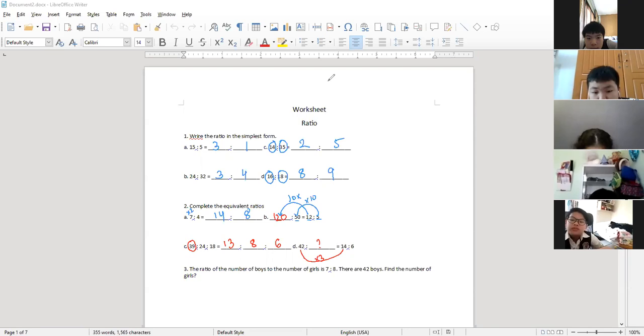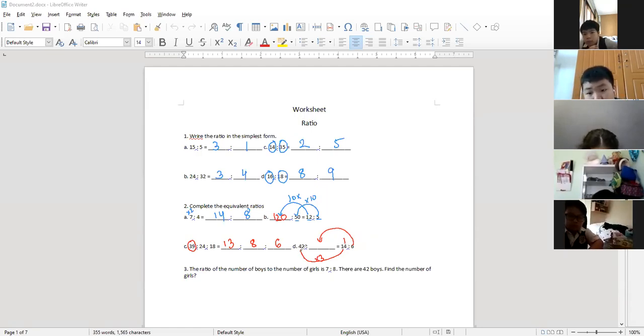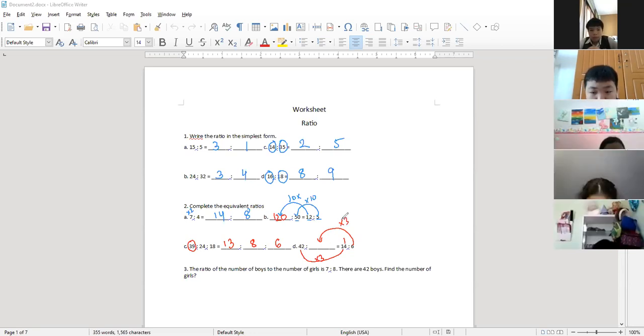So to find the blank, by what number we should multiply? So what do you think? What should come here? 14 times 3 is 42. The same number you times 3. So what is 6 times 3? 18. What is 6 times 3? 18. Very good. So I will write my answer 18. Do you understand this? Yeah. Very good. Okay.